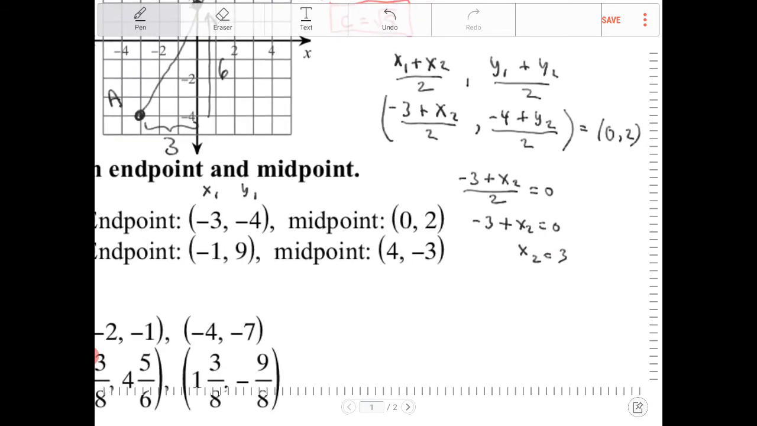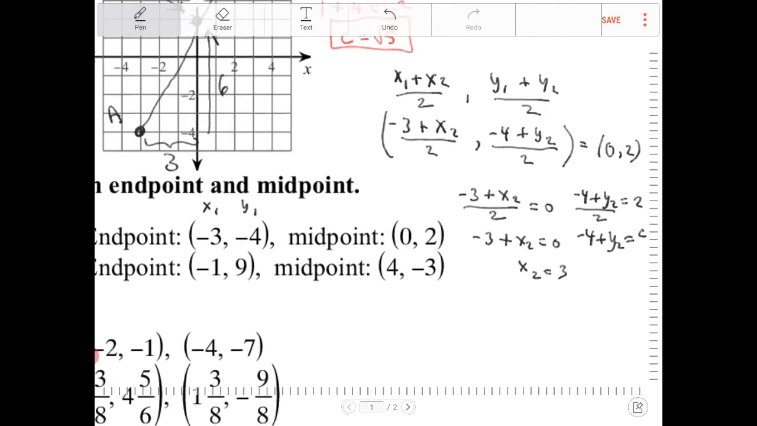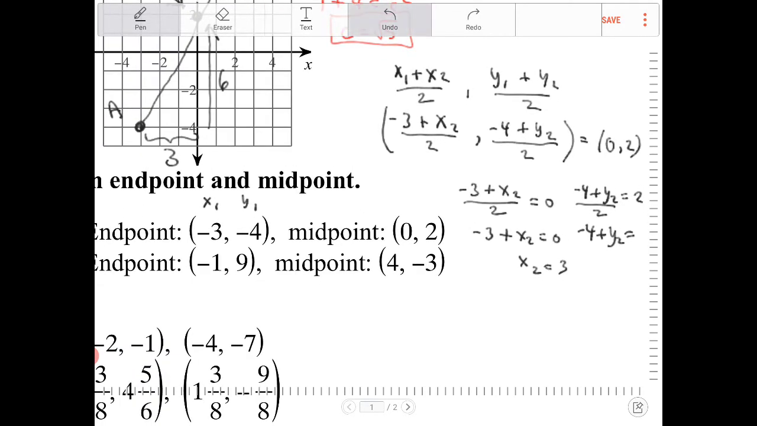I want to do the same thing with the y's. So I know that -4 plus y2, divided by 2, is equal to 2. If I multiply both sides by 2, I end up with -4 plus y2 is equal to 4. And then I'm going to add 4 to both sides. I end up with y2 is equal to 8. So you see how we end up in the same place?